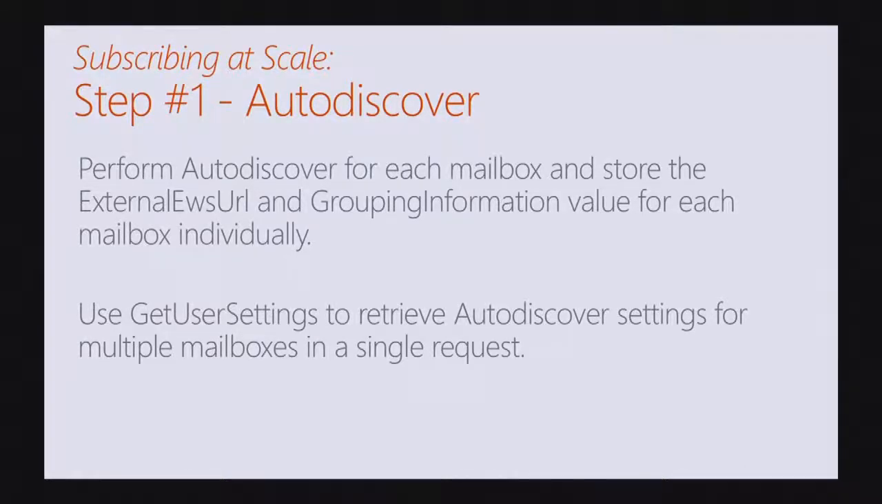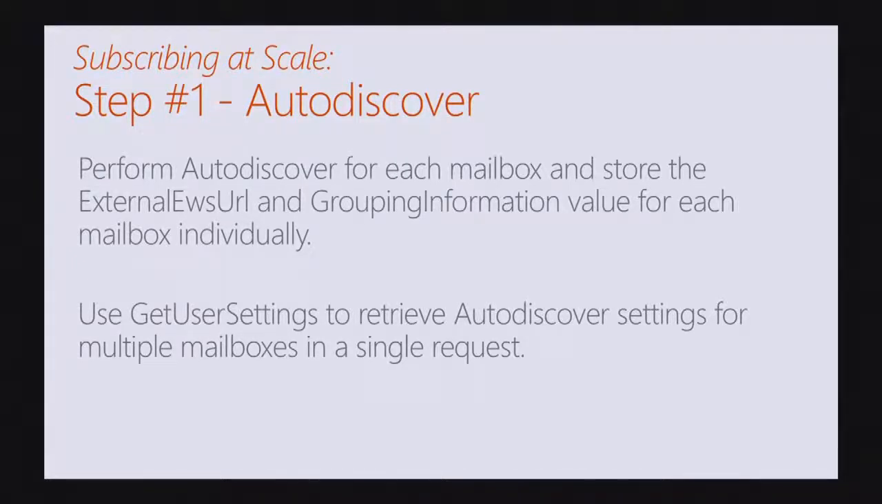What we want to do is take this list of 10,000 or so mailboxes that we're monitoring and break them down into groups based on a concatenation of that EWS URL, which is going to tell you the difference between essentially an on-prem user and an online user.